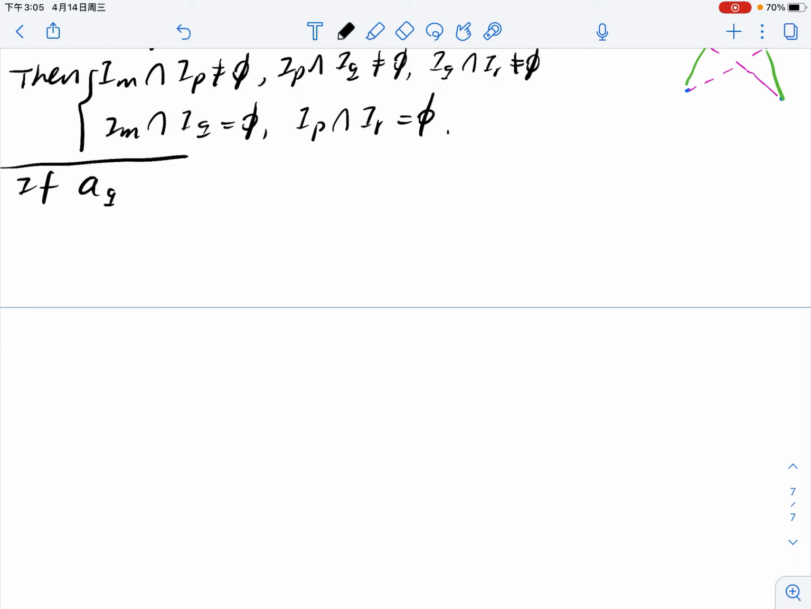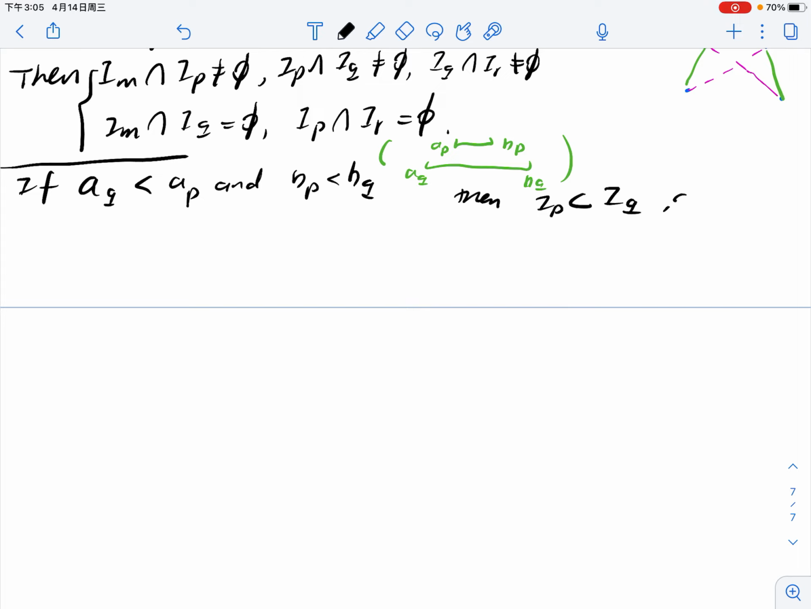Okay, and if AP less than AQ and BP less than BQ, so graphically you will have AP, BP, AQ, BQ. Then IP is containing IQ, and hence IM intersect IQ contains IM intersect IP, which is non-empty. It's a contradiction.